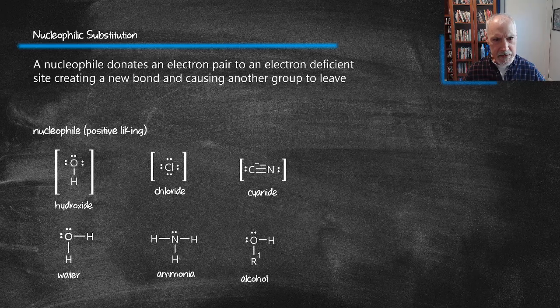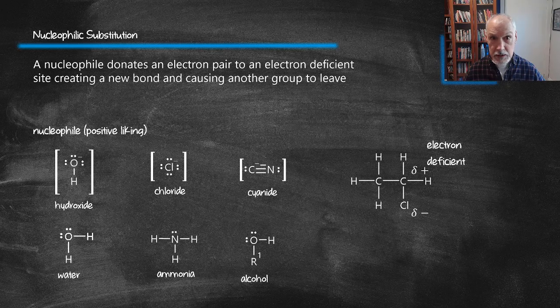This pair is attracted to an electron deficient site. Let's look at an example of a halogenoalkane. The carbon-chlorine bond is very polar. Chlorine has a greater attraction for electrons, a higher electronegativity. It would pull the electrons closer to it, making the chlorine slightly negative and the carbon slightly positive. Because carbon lost the electrons, we would call it electron deficient.